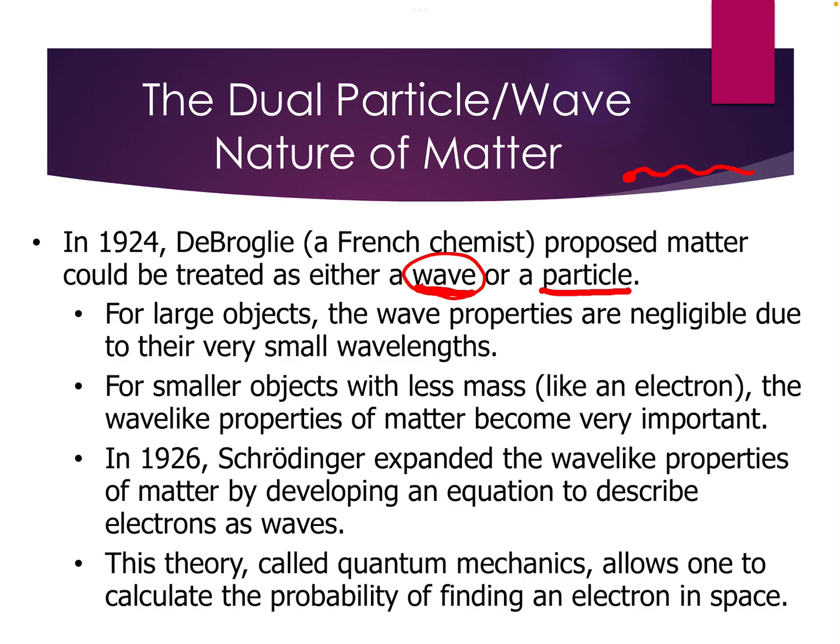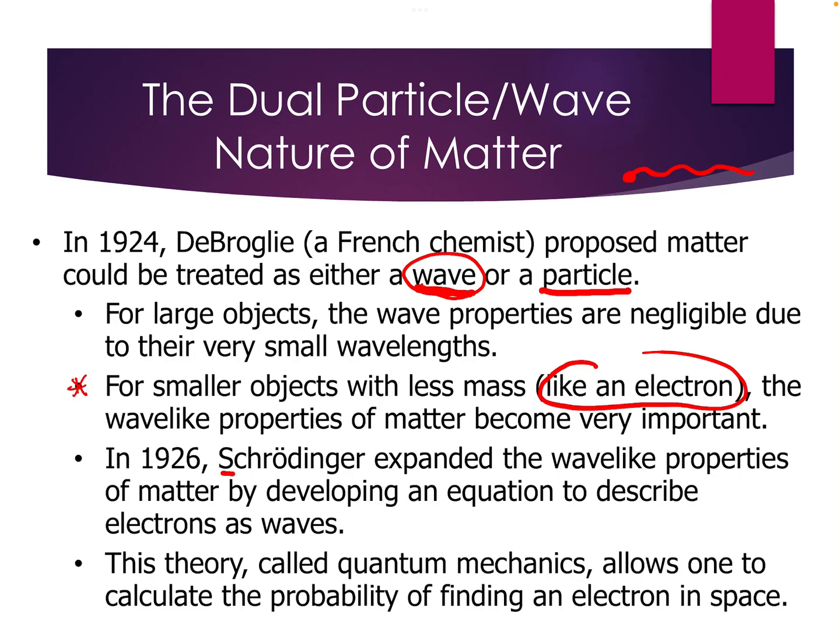So our wave component would be very small, which is why we don't talk about people as waves. But for small objects with less mass, like an electron, the wave-like properties of matter become really important. The reason the Bohr model wasn't working is because we were trying to treat electrons just as particles. But they're not just particles, they have a wave component. And so we have to take that wave component into account in order to correctly model the atom.